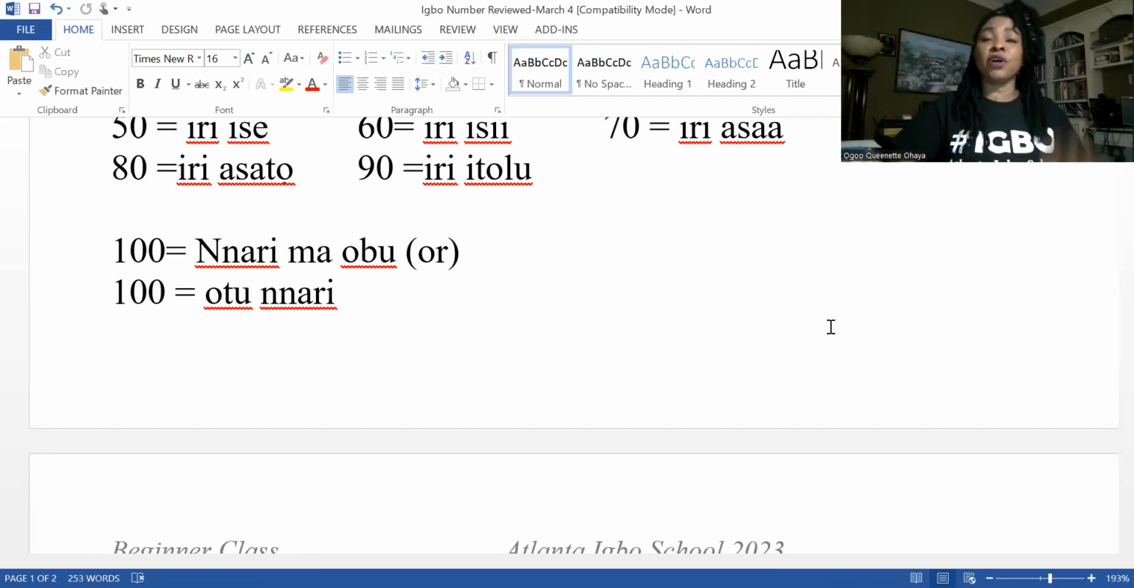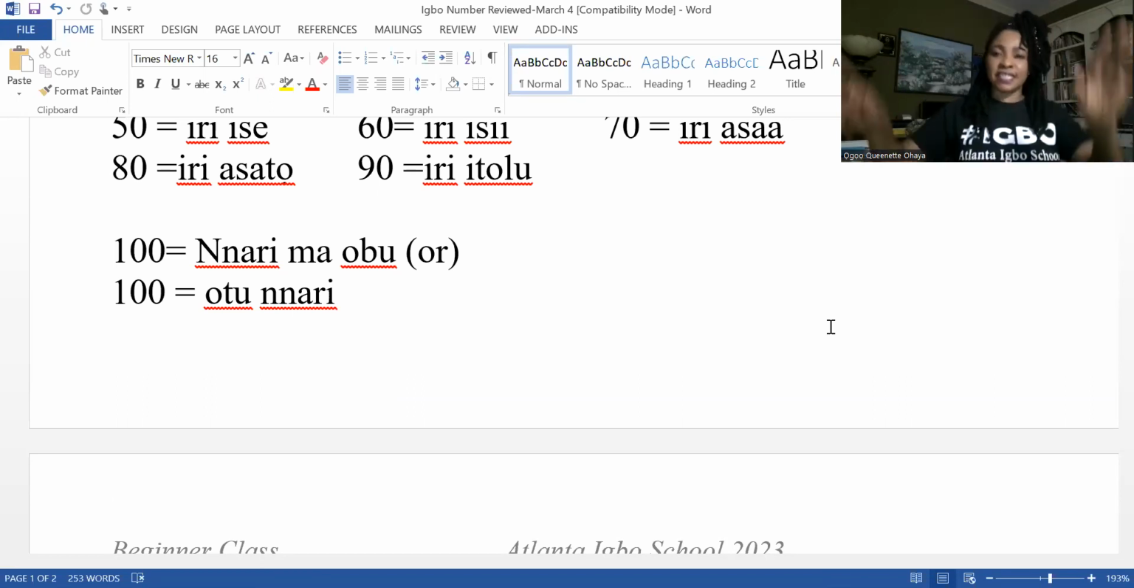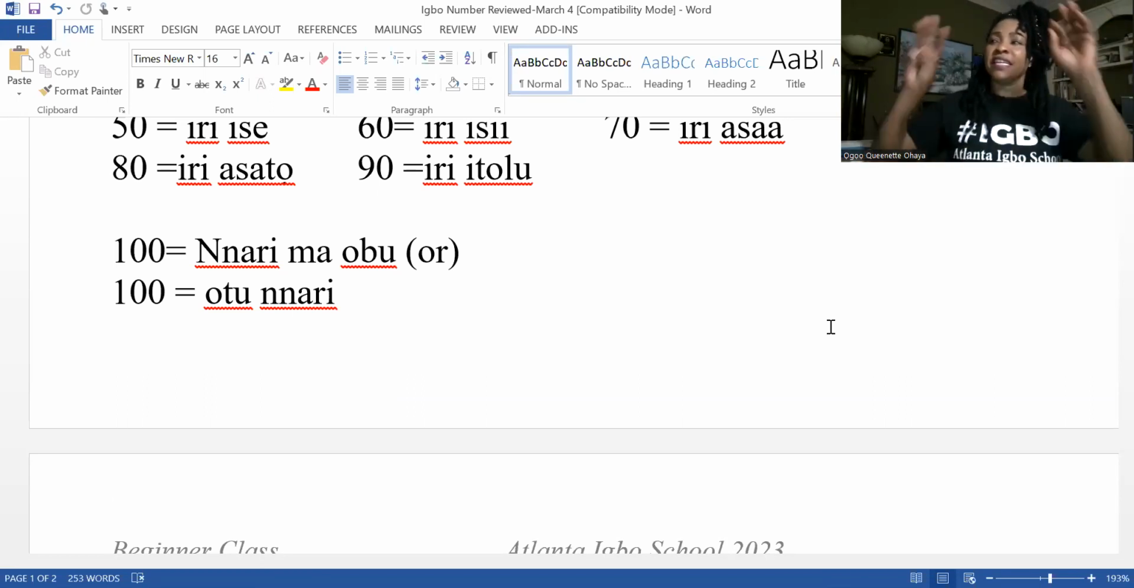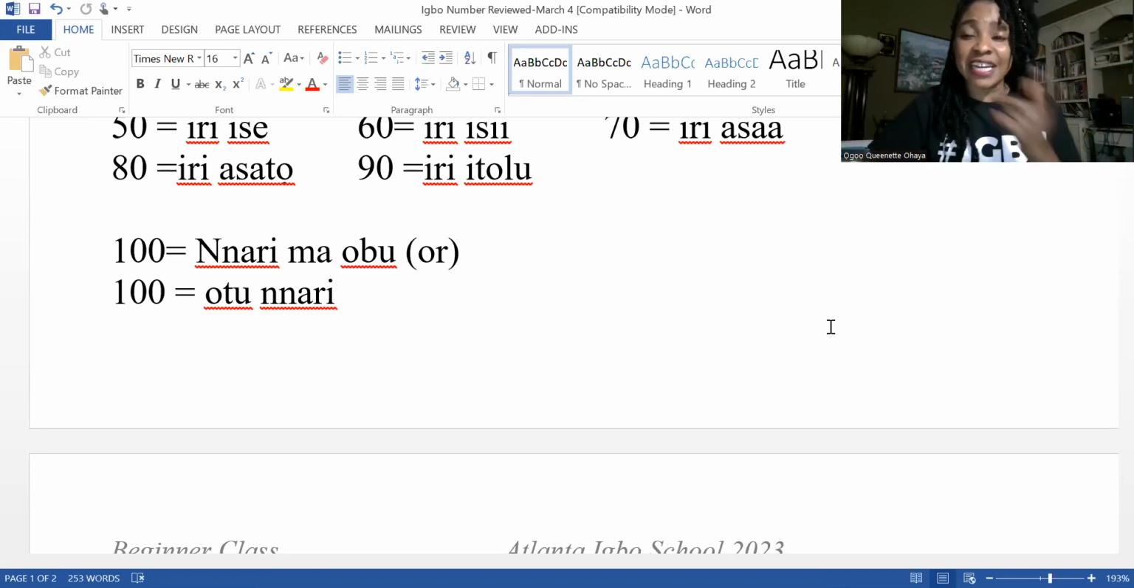Once you know that, then you know that 20 is what? Iri abụọ. 30 is what? Iri atọ. 40. Iri anọ. 50. Iri ise. 60. Iri isii. 70. Iri asaa. 80. Iri asatọ. 90. Iri itenani. 100 is narị. Don't say iri. 100 is narị.